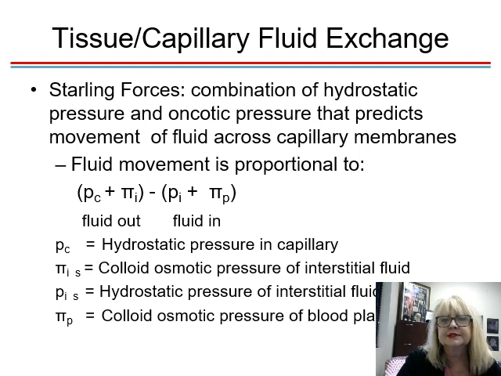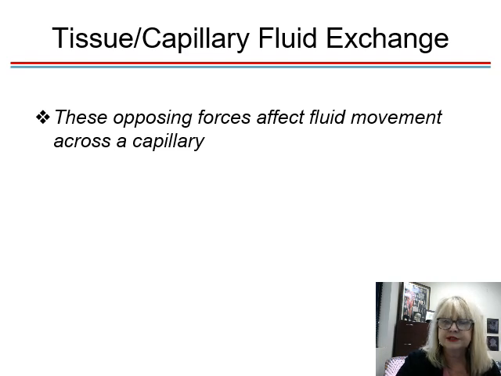The Starling forces are a combination of the hydrostatic pressure and the oncotic pressure that predicts the movement of fluid across the capillary membrane. The fluid movement is proportional to fluid out minus fluid in, and this is the formula we would use to figure that. You have the hydrostatic pressure in the capillary, the colloid osmotic pressure of the interstitial fluid, the hydrostatic pressure of the interstitial fluid, and the colloid osmotic pressure of the blood plasma. These opposing forces affect fluid movement across the capillary.